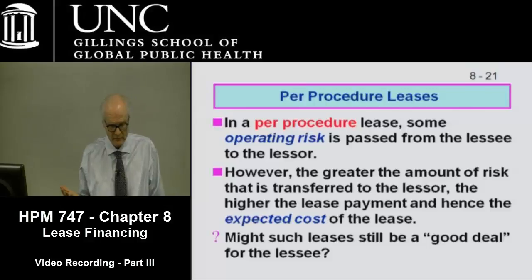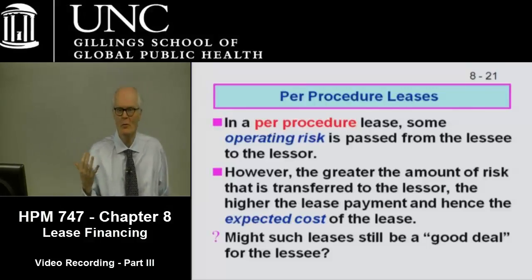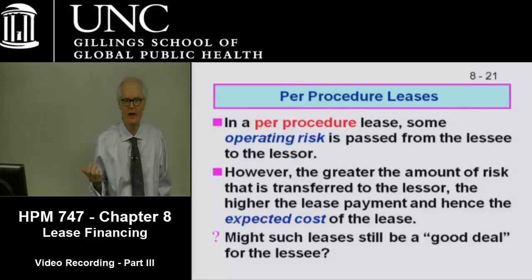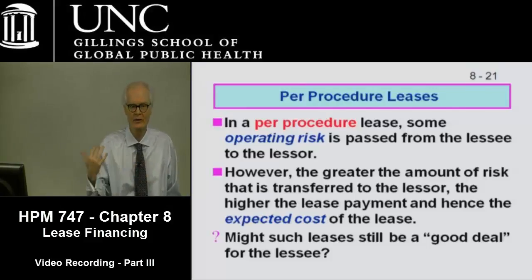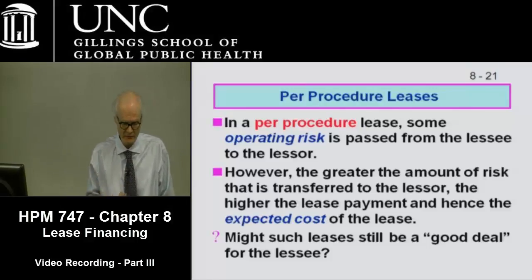However, lessors are not dumb. What will lessors do to compensate for that risk? Yeah, they'll have to. Per procedure leases tend to be more expensive than perhaps another conventional type of lease, because the lessors want to cover the risk of utilization being lower than expected.